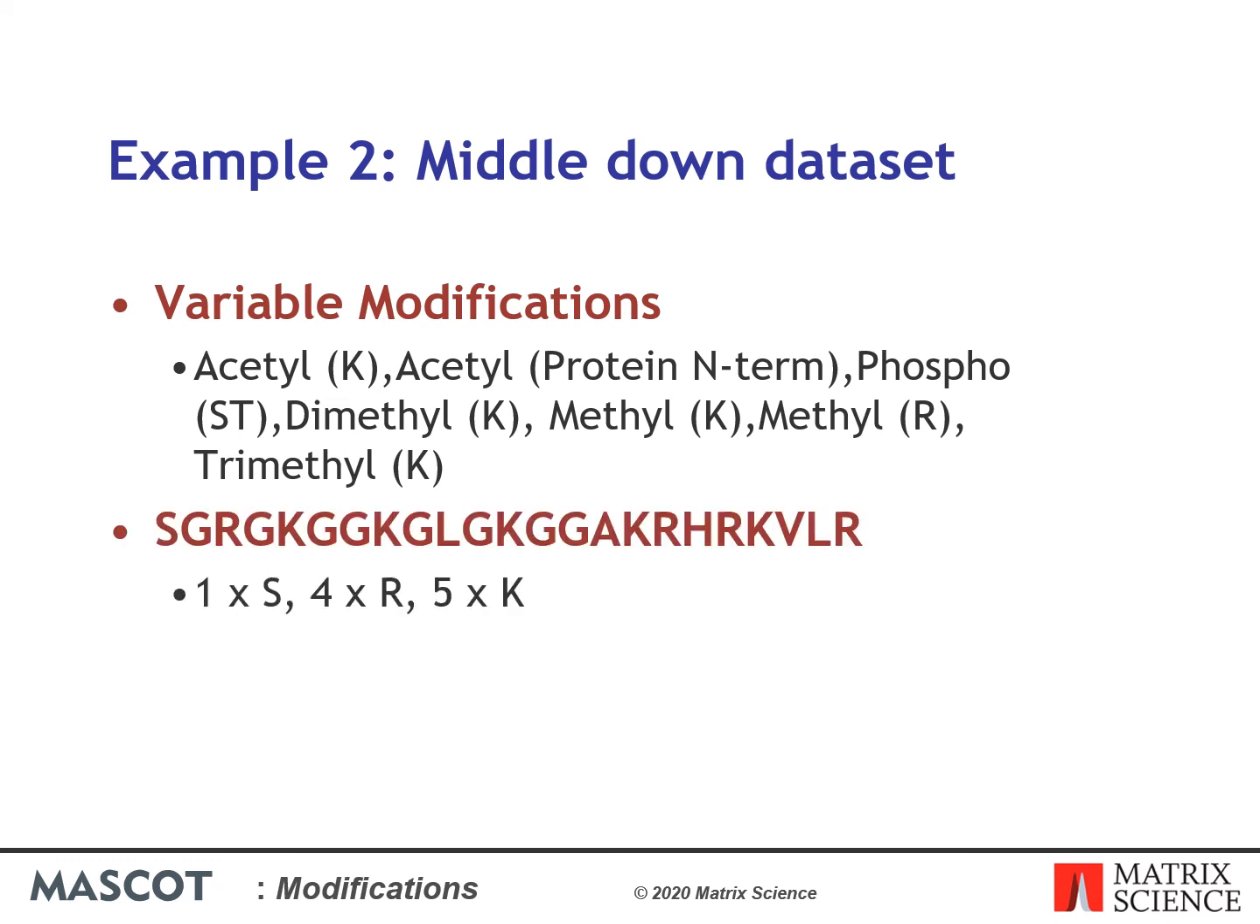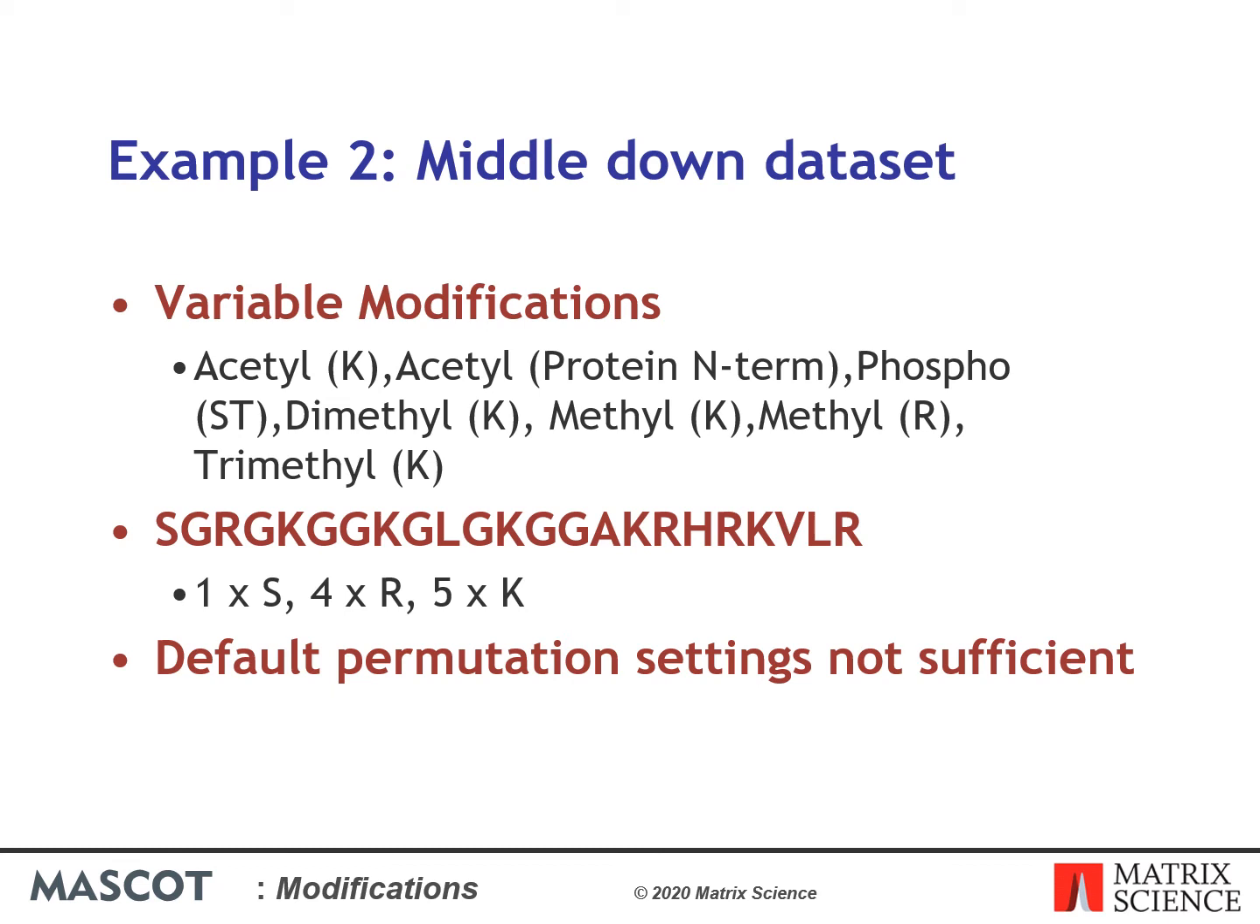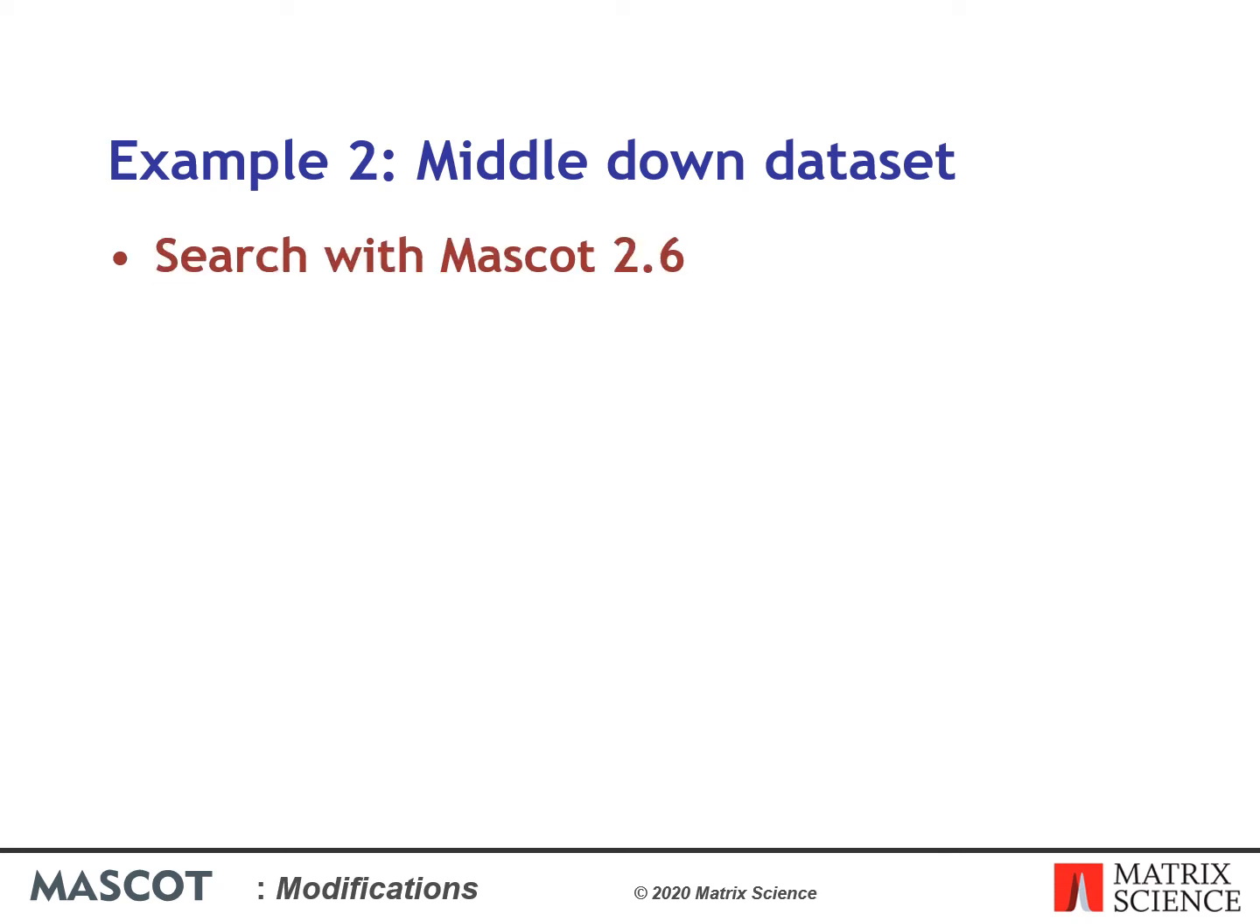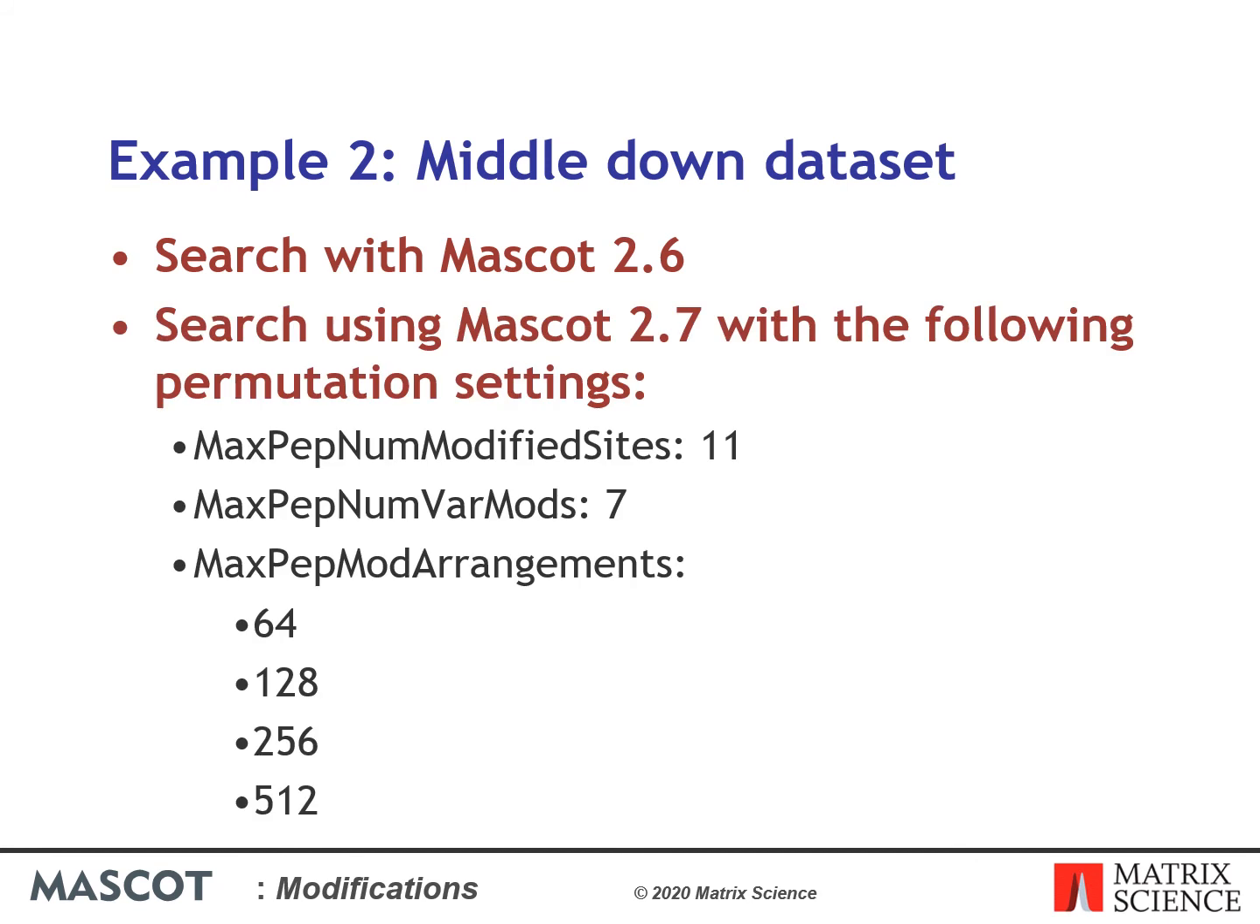As you can see, this peptide contains a large number of possible modification sites, particularly for acetylation and methylation. Because of this, it's clear that the default permutation settings won't be sufficient to give us accurate modification analysis. I processed the raw file in Mascot Distiller and exported an MGF file with the fragment ion masses decharged to 1+, then searched using Mascot 2.6 and Mascot 2.7. For the Mascot 2.7 searches, I changed the permutation settings.